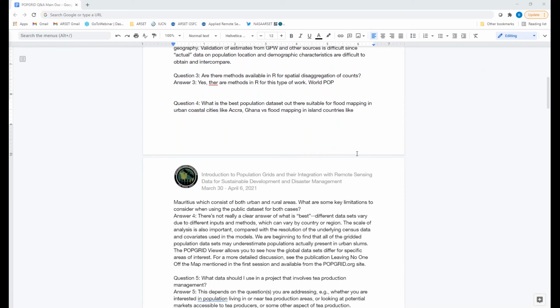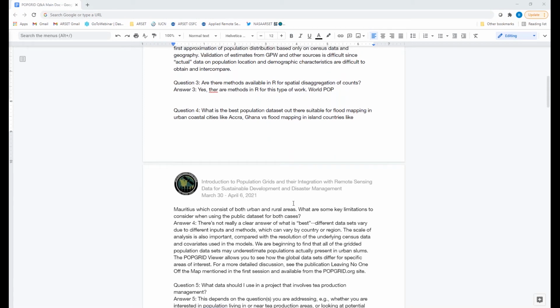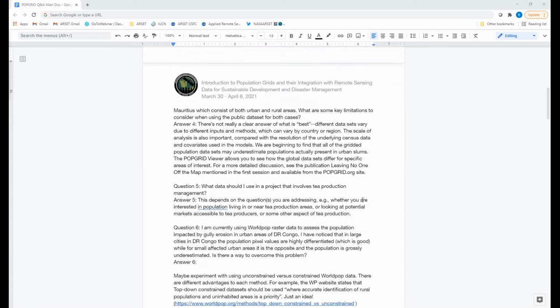What is the best population data set out there suitable for flood mapping in urban coastal cities like Accra versus flood mapping in island countries like Mauritius, which consist of both urban and rural areas? Looking for some key limitations to consider when using the public data set for both cases. I'll take a stab at that.